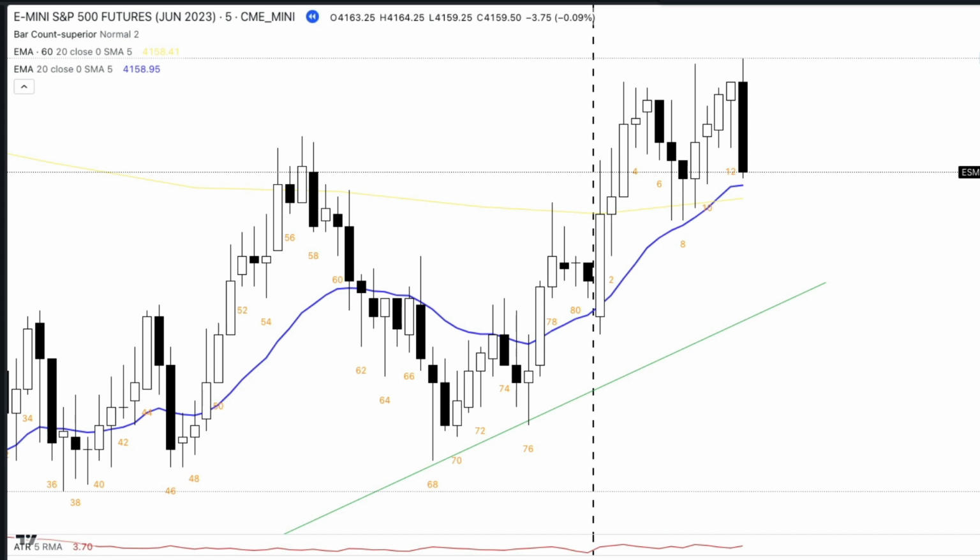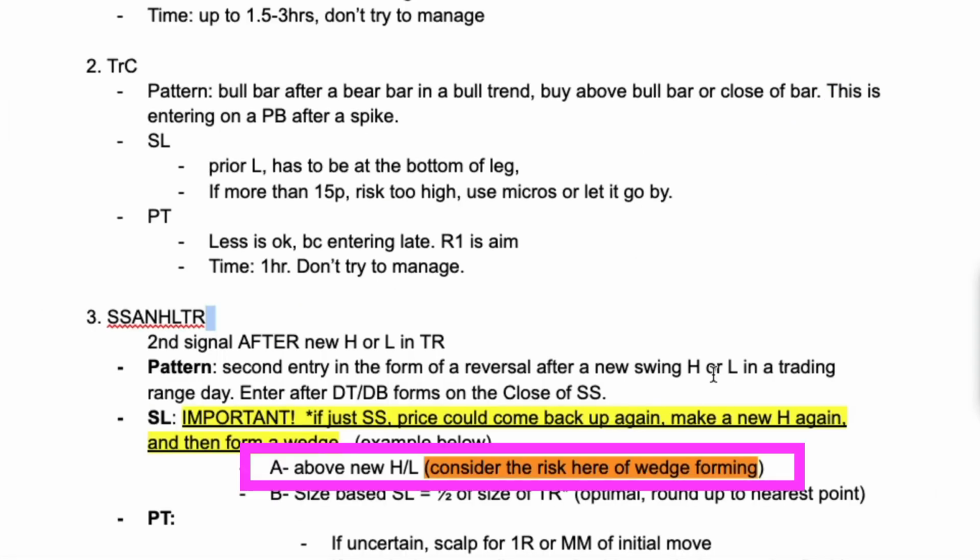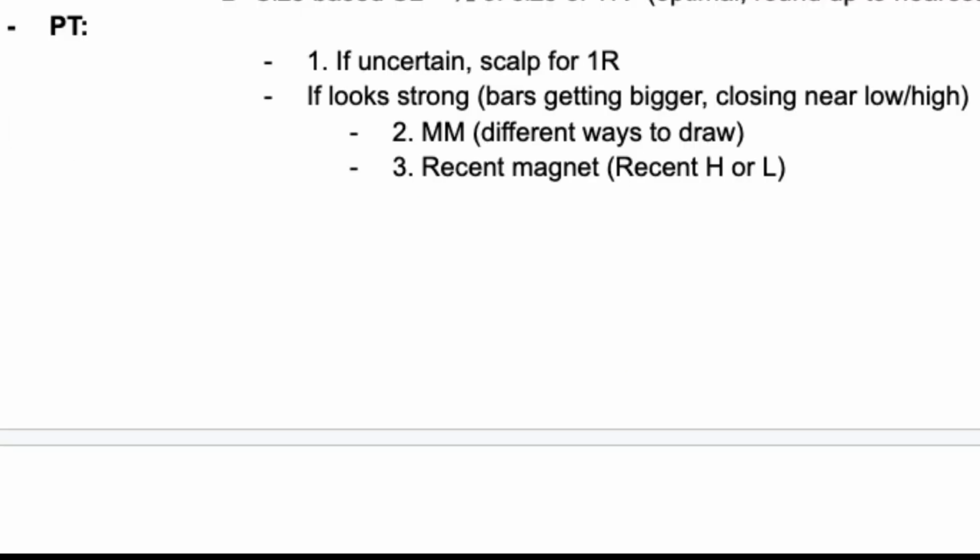So okay to enter, and we will enter on the close and use our first option for our stop loss, which is above the new high here. And for our profit target, we have three options. If uncertain, just scalp for R1, keep it simple. Or if the momentum looks strong, for example, bars are getting bigger and they're closing with little to no tails, we can go for a measured move or recent magnet, something like a recent high or low.